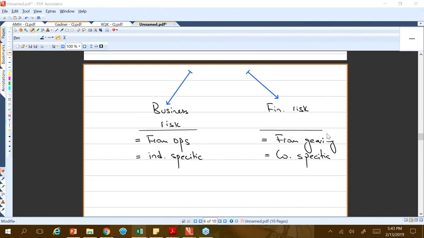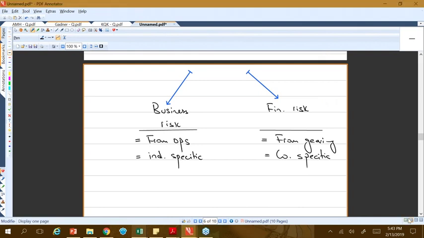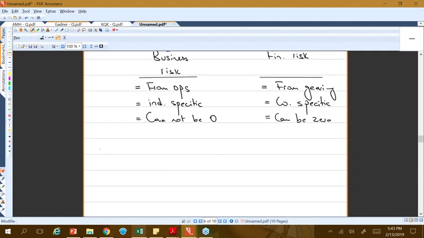Well, a lot of you are giving the right answer here. Thanks. This is the financial risk because I just said it is company specific. This can be zero. So if you don't take on any debt, your financial risk is zero. But business risk cannot be zero because it is industry specific and each industry will have some sort of business risk. Now, the question is, what is beta then?